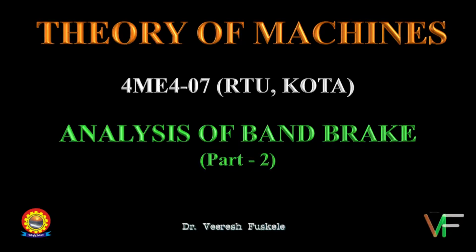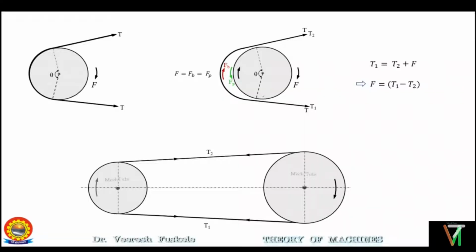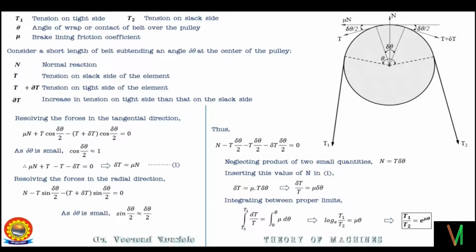In the last class, we started the discussion on band brakes. So we saw its constructional details and working to start with and learnt about the forces and tensions involved in it. We then revised the concepts of tensions through belt and pulley and further derived the equation of ratio of tensions, which we will use in the analysis of band brake today.